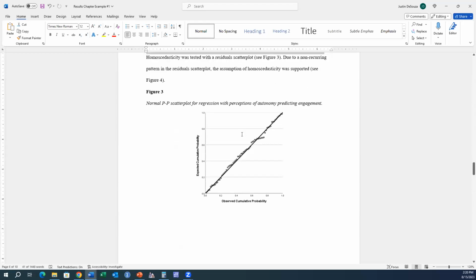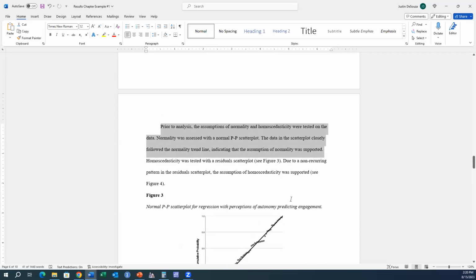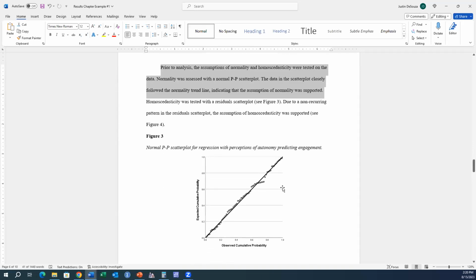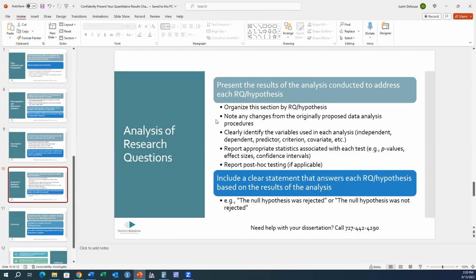So you can do it either way. You can have a dedicated assumption section, or you can present it within the research questions. Again, check with your school's template. Okay, and then you present the results of your analyses. So this is the analysis of the research questions. It's done after checking assumptions.